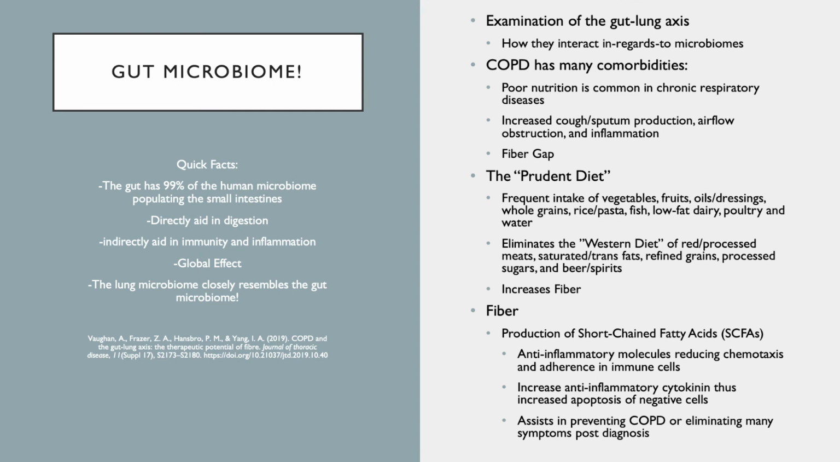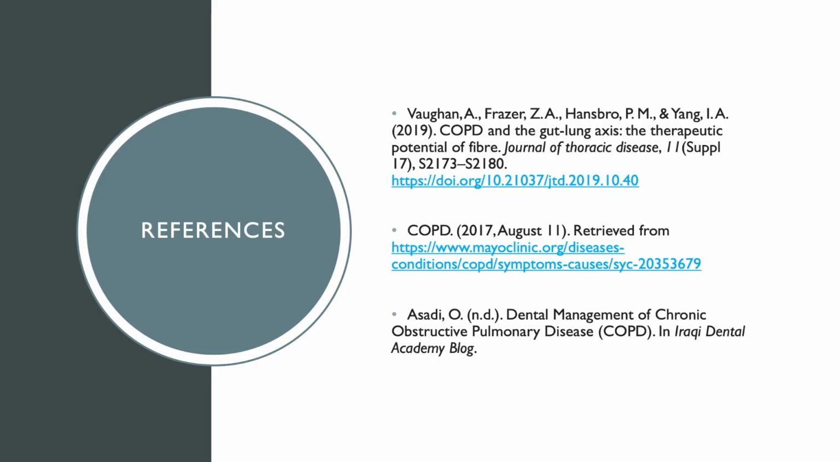And this kind of contradicts the Western diet that we all experience now, which is high in red processed meats, saturated trans fats, refined grains, processed sugars, and beer and spirits, which are low in fiber. So by going to the prudent diet, you have increased fiber uptake, thus increased short chain fatty acid uptake.